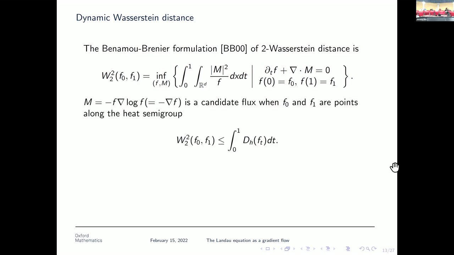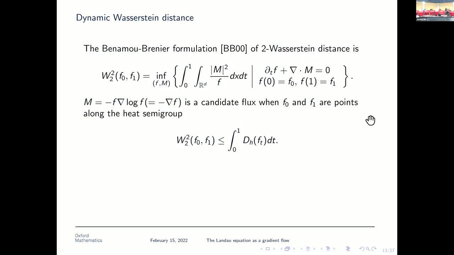Now, what I said here is that if I'm comparing F0 and F1, where F0 is an initial condition and F1 is time equals 1 of the heat semigroup with initial condition F0, then m equals minus F gradient log F is a candidate flux if F0 and F1 are points along the heat semigroup. And I get the following inequality: the square of the 2-Wasserstein metric is less than or equal to the time integral of the Fisher information. So this intimately links a property of the heat equation, the Fisher information, as well as the metric.